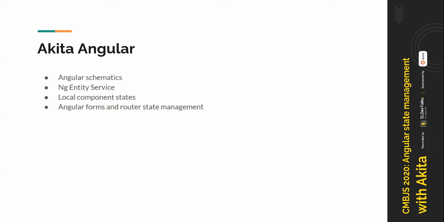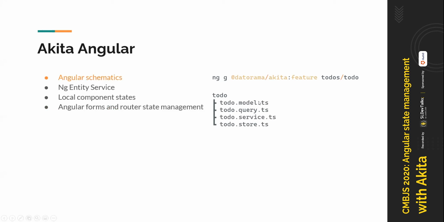And since we are using Akita with Angular, there are some Angular specific features in Akita as well. So one feature is Angular schematics. Once you install Akita in an Angular application, you can run ng generate akita feature and create an Akita state for your application. So this command will make sure that your application has a model, query, service, and a store. All these things will be generated from the above method.